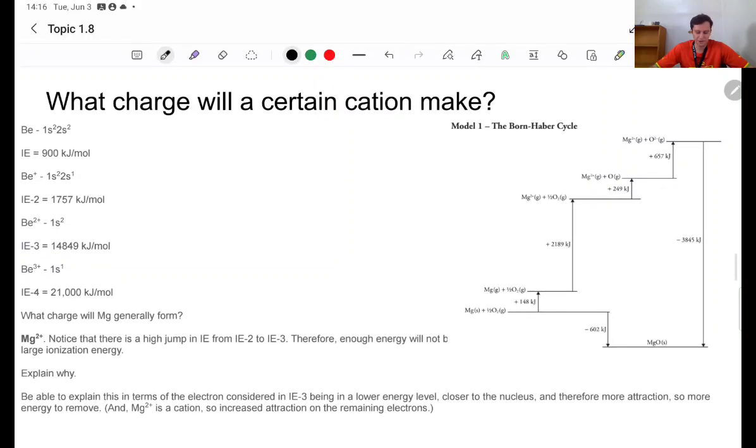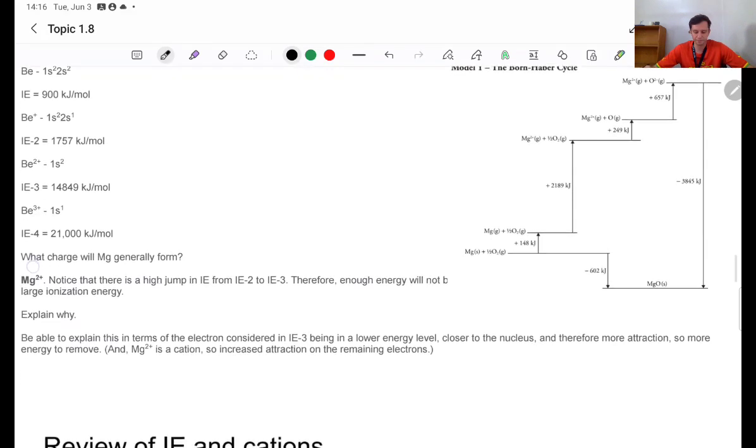Okay, and that's what I was just saying. Be able to explain this. If you're given a question like this, you should be able to explain this in terms of the electron considered in ionization energy 3 being in a lower energy level, closer to the nucleus, and therefore more attraction, so more energy to remove.